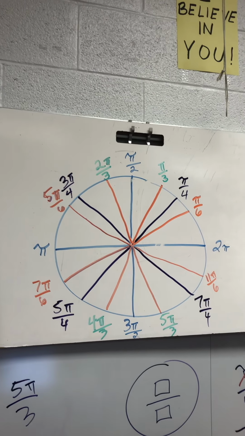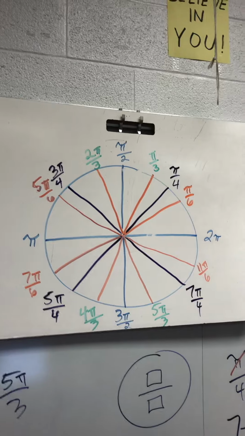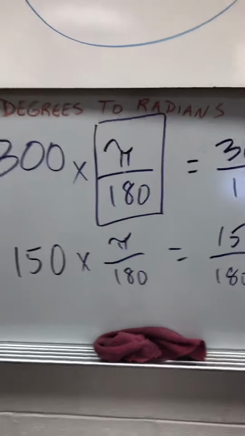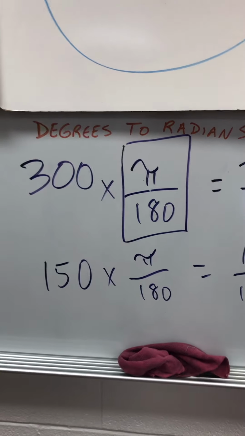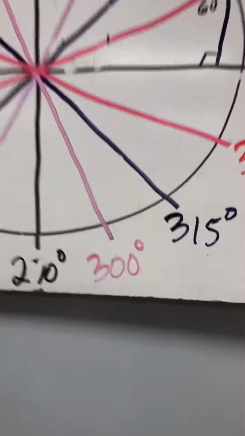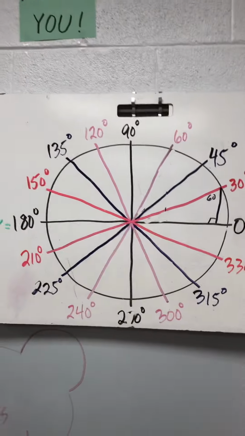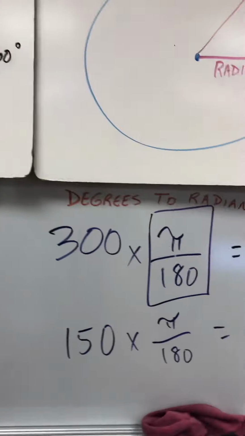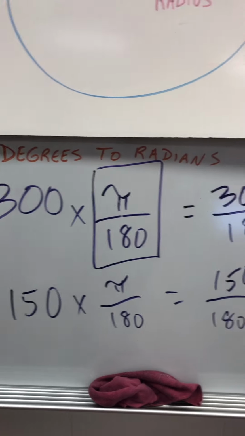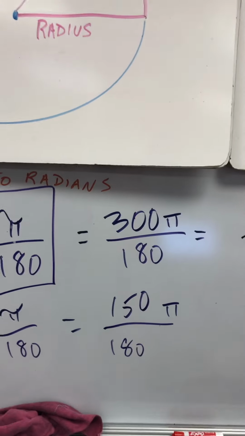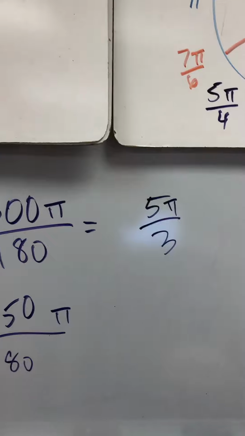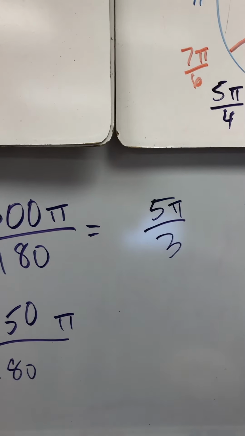On today's assignment, what I'm having you do is convert degrees to radians and radians to degrees. First, to convert degrees to radians, if we took 300 degrees right there, all you do is multiply by pi over 180. So that's 300 pi over 180. That reduces to 5 pi over 3.